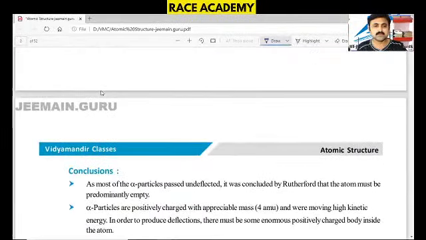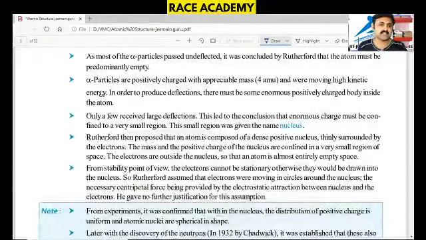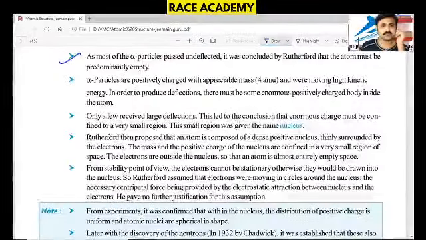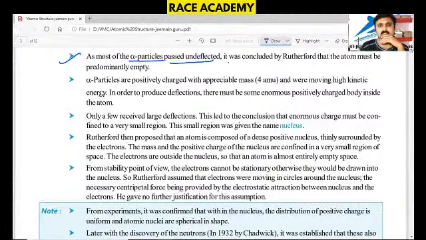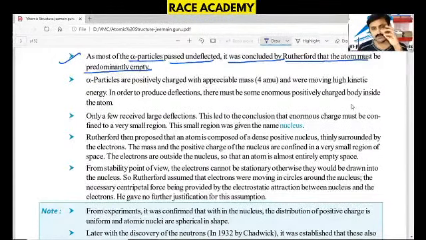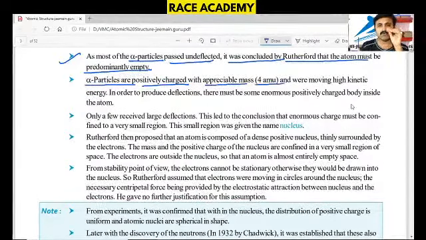Now, that conclusion is saying that as most of the alpha particles passed undeflected, it was concluded that the atom must be predominantly empty. The alpha particles were positively charged, with appreciable mass of 4 units, and were moving with high kinetic energy. In order to produce deflections, there must be some enormous positively charged body inside the atom.